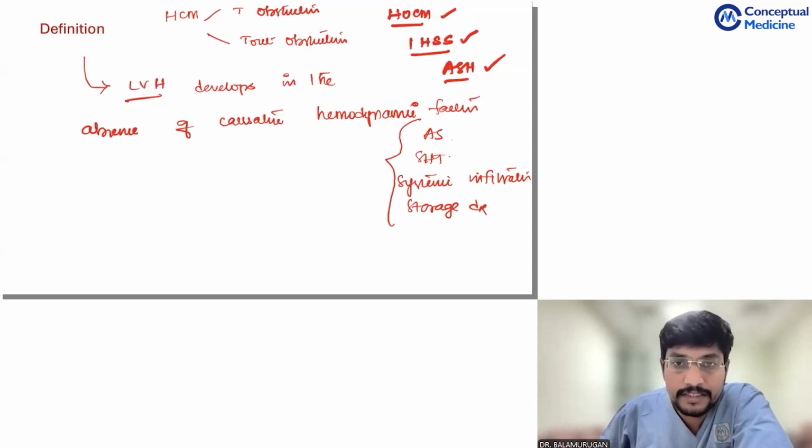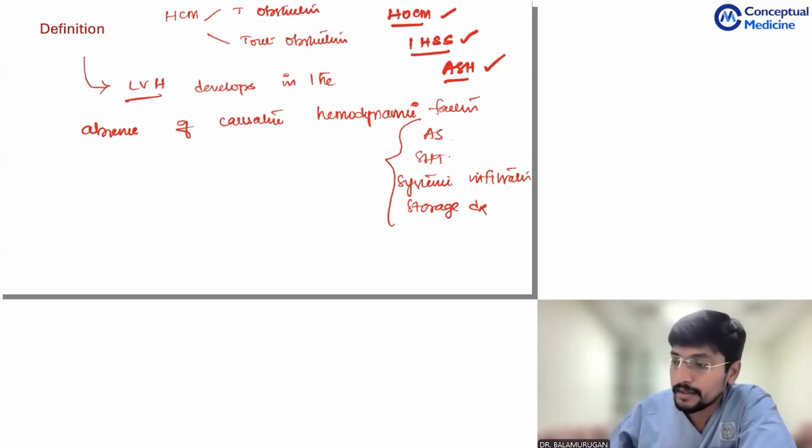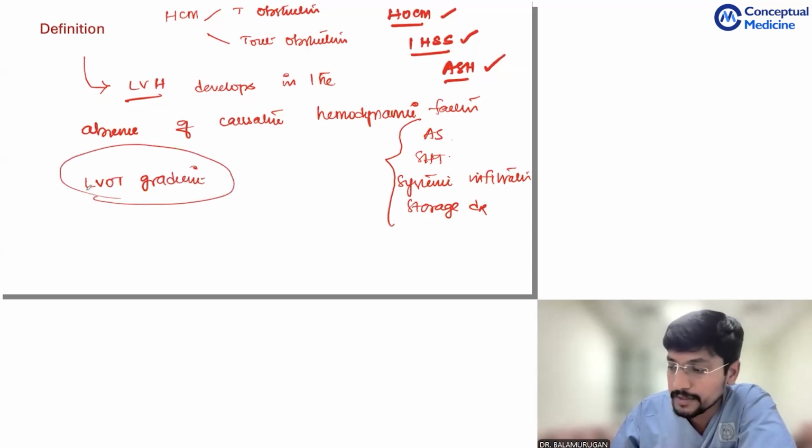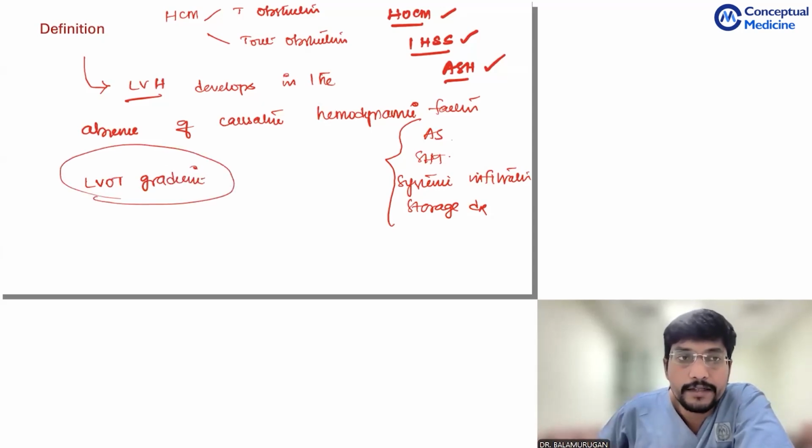Whether it is with obstruction or without obstruction is based on the LVOT gradient. What LVOT is and what the gradient is, we will see in pathophysiology. For now, you just need to understand the definition: the LVH that develops in the absence of causative hemodynamic factors such as hypertension, aortic stenosis, or infiltrative or storage disorders. Okay, guys.